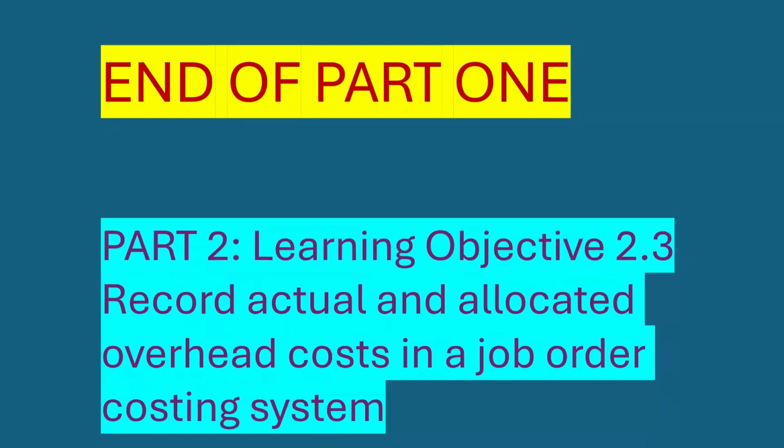Okay, so this is the end of part 1. We will continue with part 2, which is learning objective 2.3, where we will discuss recording actual and allocated overhead costs in a job order costing system.